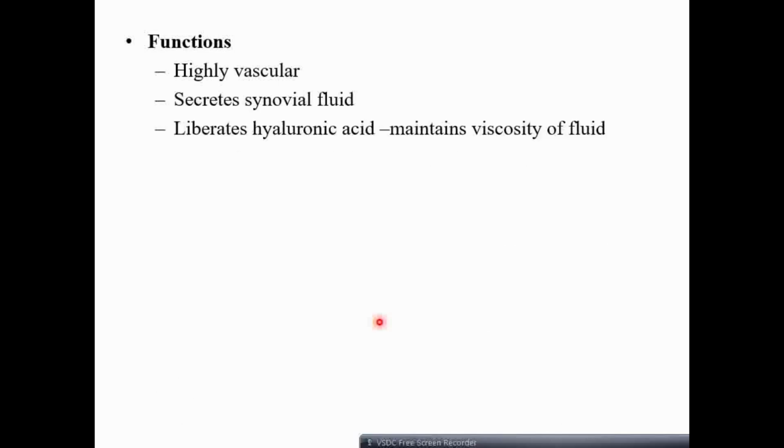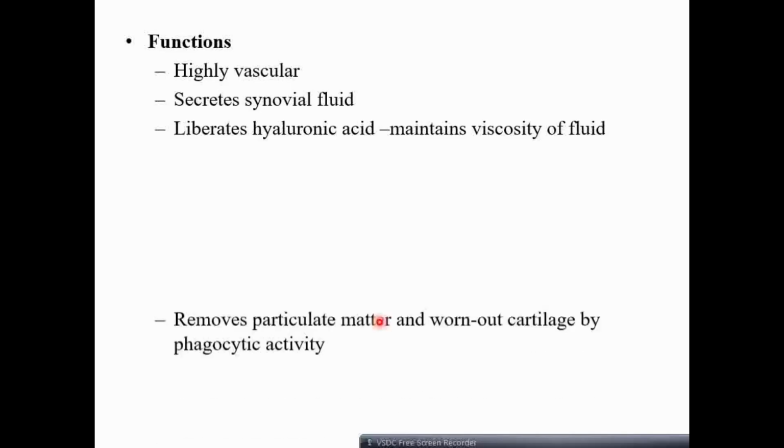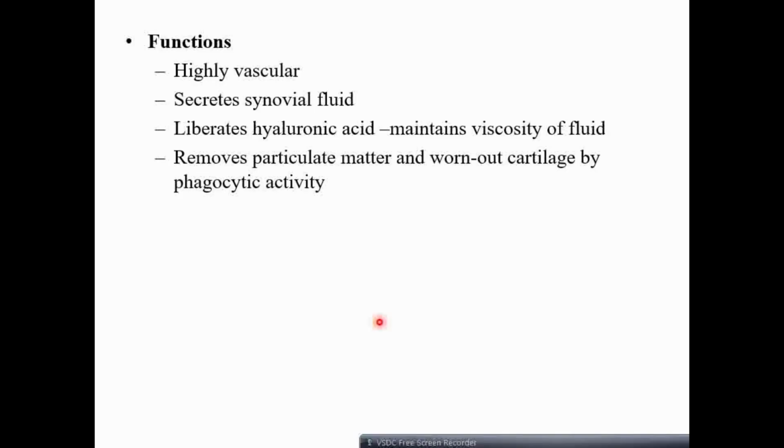So the functions: it is highly vascular, it secretes the synovial fluid, and the specialized cells produce the hyaluronic acid which maintains the viscosity of the fluid. It removes the particulate matter and worn out cartilage by phagocytic activity. Apart from the specialized cells secreting hyaluronic acid, it has various other types of cells like macrophages, which have a phagocytic activity and help in removing the particulate matter and worn out cartilage.